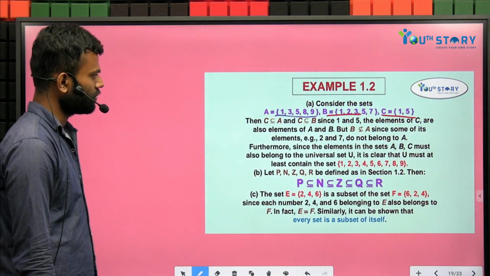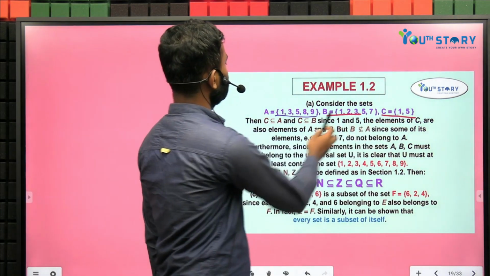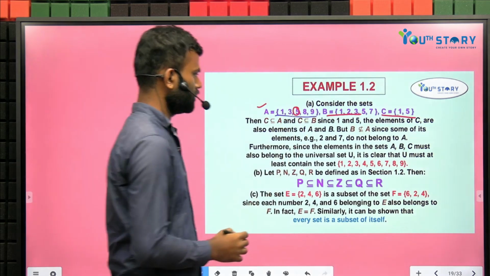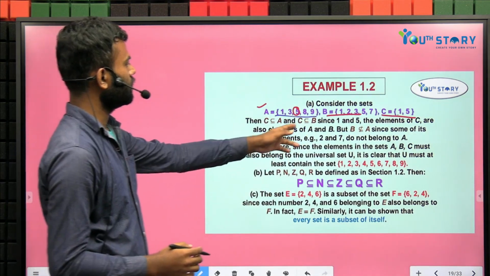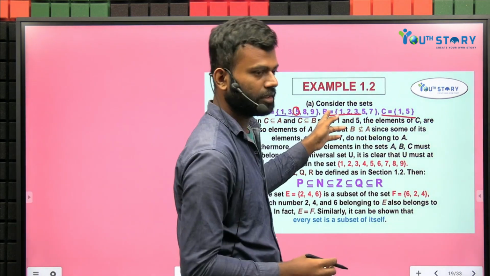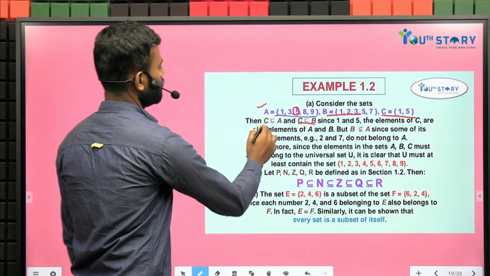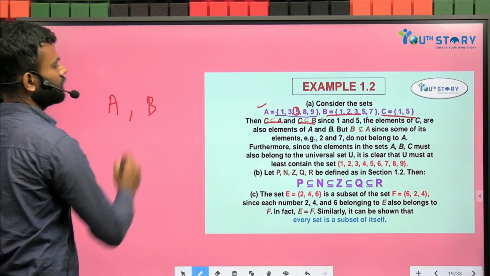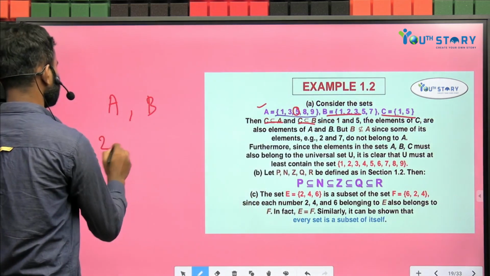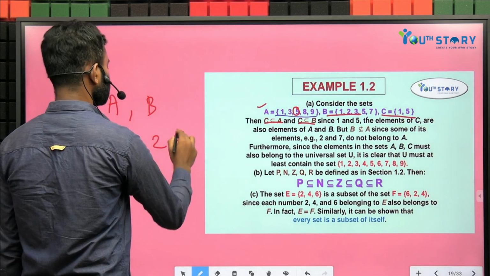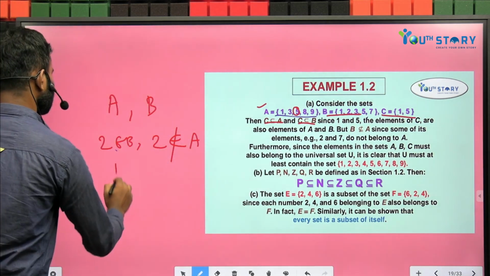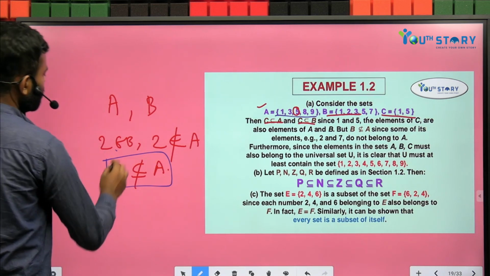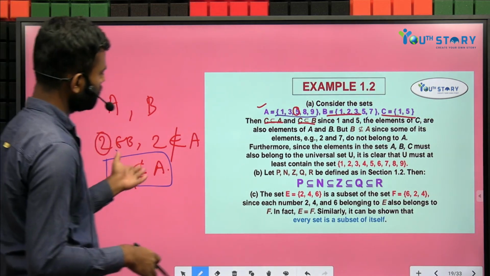Then C is a subset of A, since 1 belongs to C as well as A. 5 is a member of C and a member of A. So C is a subset of A. Also 1 and 5 are also members of B. So C is also a subset of B. But now if we take A and B, 2 belongs to B, but 2 does not belong to capital A. So B is not a subset of A, since at least we have one element 2 that is a member of B but not a member of A.